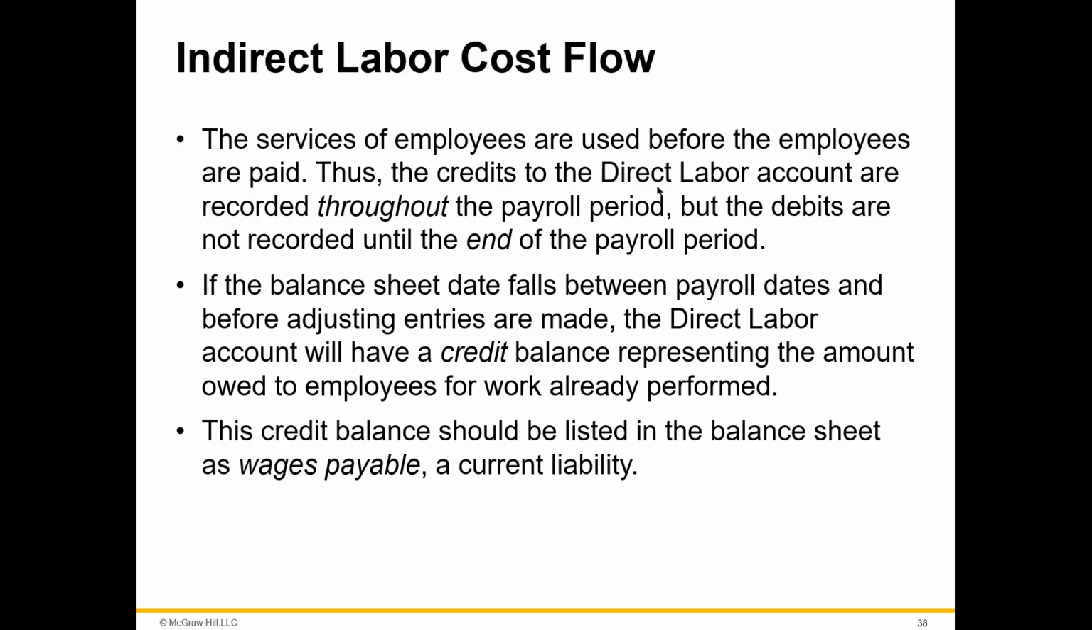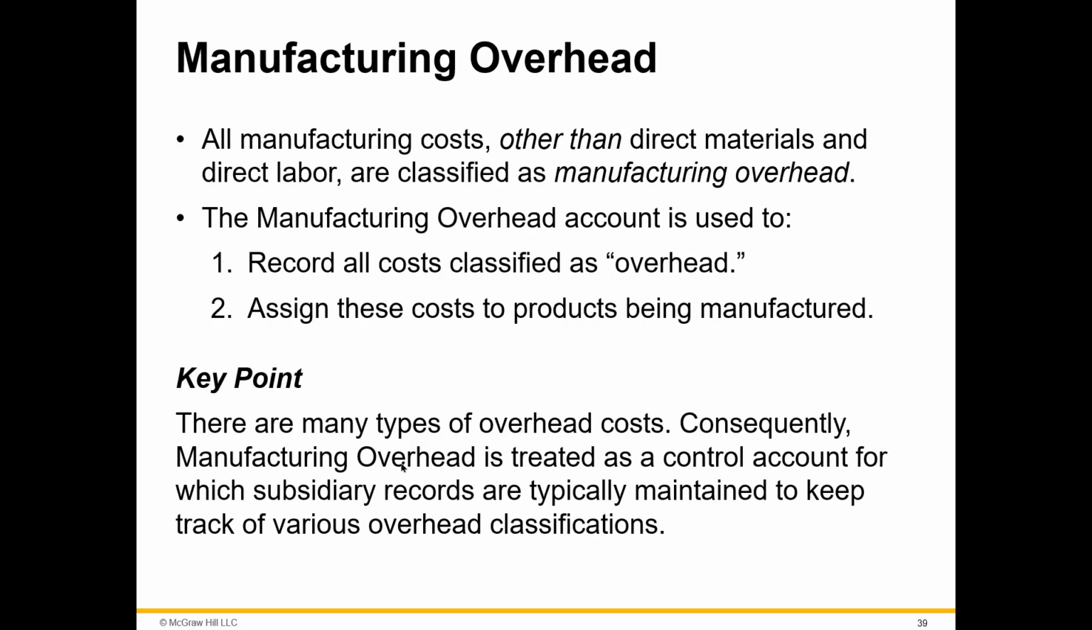So the direct labor is going to be recorded throughout the payroll period, but the debits are not recorded until the end of the payroll period. So we're keeping track of this as we go throughout the period, okay? Manufacturing overhead. This is everything but the direct materials. And so all of our indirect materials, all of our indirect labor will be classified as overhead, and we're going to assign these products a portion of that manufacturing overhead.